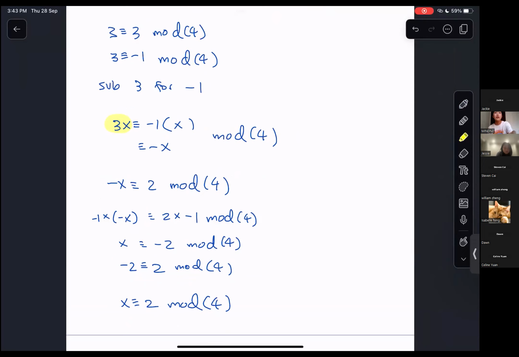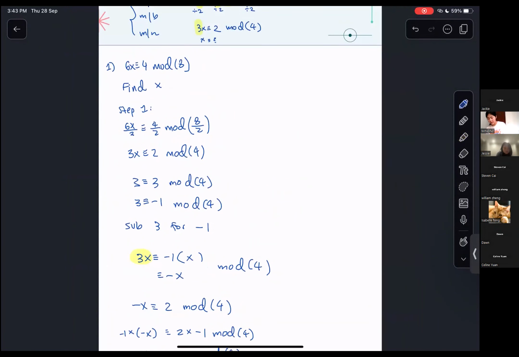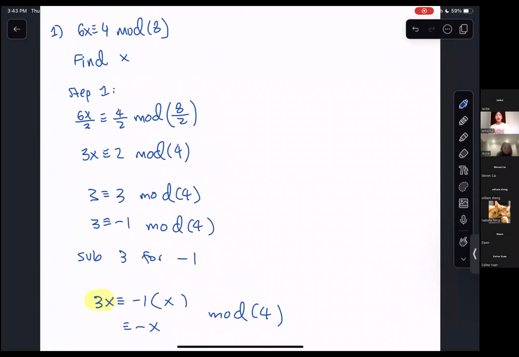What about another way of thinking about it? So yes, we can change 3 to -1, but what if we thought about it as multiplication? Because we know multiplication always works, right? We can't necessarily divide by 3 right here, but we can times, right? We can times 3x by whatever we'd like, as long as we times the other side as well. So we have this. Then let's times both sides by 3. Then we'd get 9x congruent to 6 mod 4.